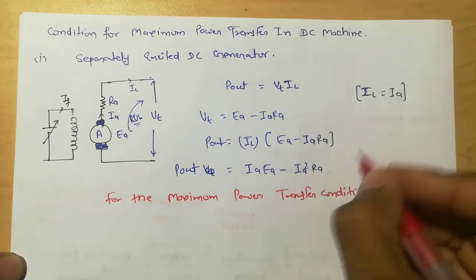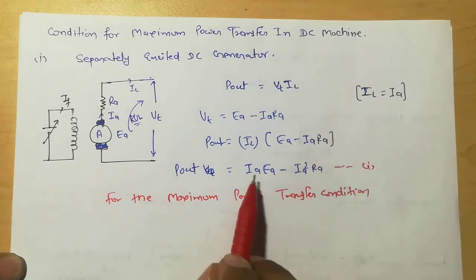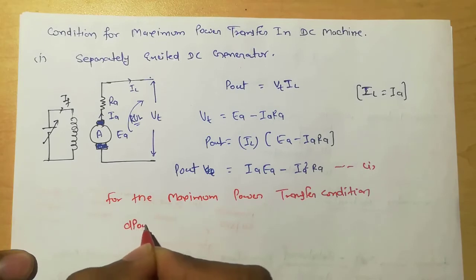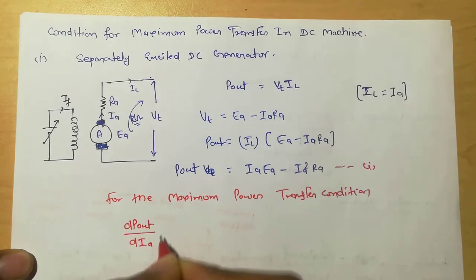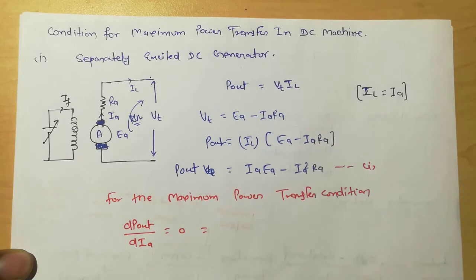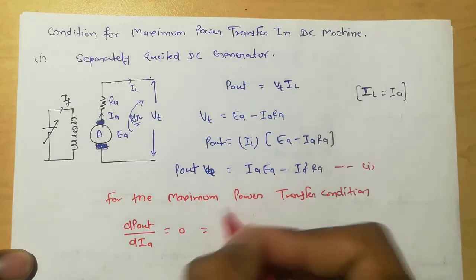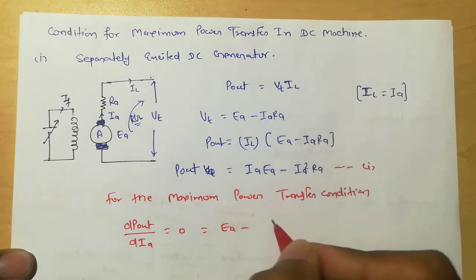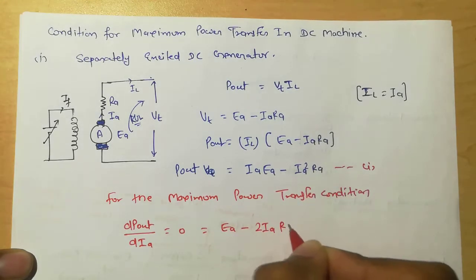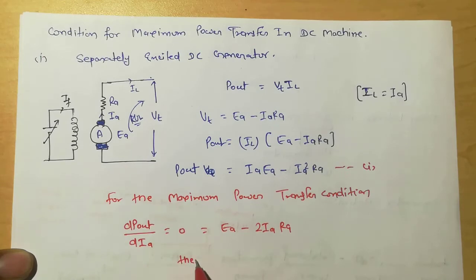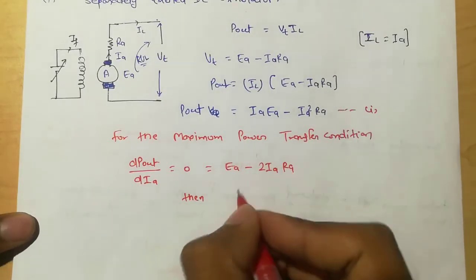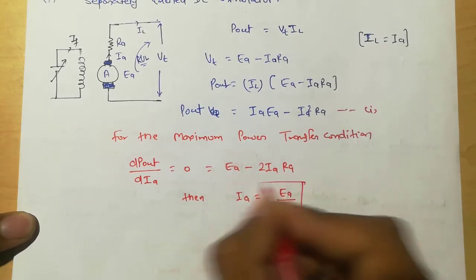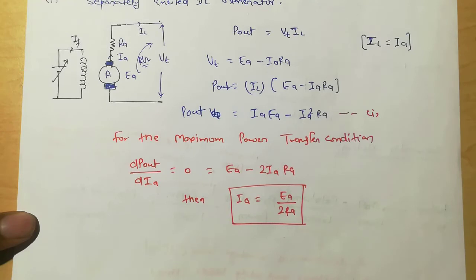Now differentiate equation number 1 with respect to armature current, then dP output upon dIA is equal to 0. The differentiation of IA EA is EA, minus the differentiation of IA square RA, which is 2 IA RA. From here we get the value of IA equal to EA upon 2RA. So this is the condition for maximum power transfer.